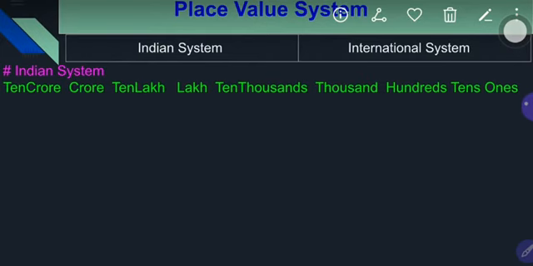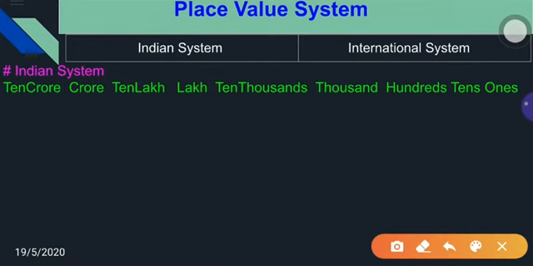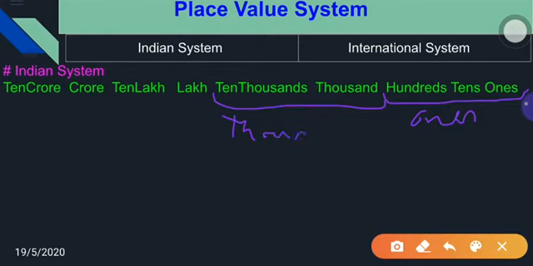In the place value system there are two systems: the Indian system and the international system. In the Indian system the sequence is ones, tens, hundreds, thousands, ten thousands, lakh, ten lakh, crore, ten crore. Ones, tens, hundreds is the ones period. Thousands and ten thousands is the thousands period. Lakh and ten lakh is the lakhs period. Crore and ten crore is the crores period.